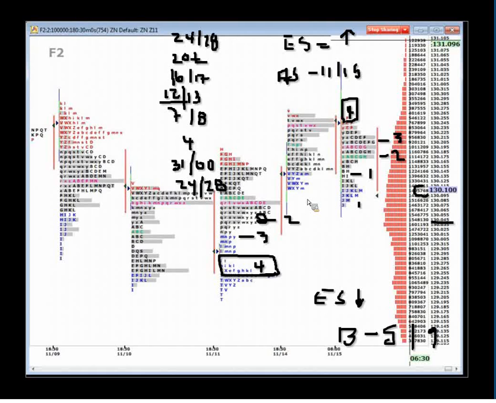Try to pick off these pivot lows in conjunction with high volume, low volume numbers, value area highs and lows, and market numbers. That's all there is to it.